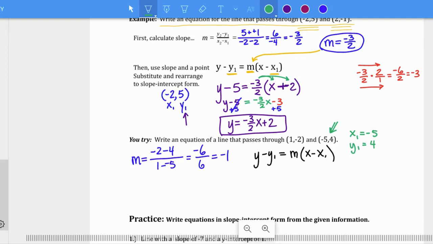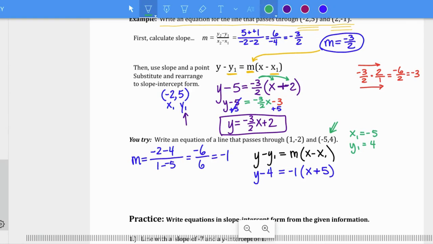So I'm going to substitute in the m, the x1, and the y1. Let's go blue. So y minus my y1, which is 4, equals, my slope came out at -1, and x minus, I'm going to subtract, my x is -5. When I subtract a -5, this is going to turn into a +5. Right, simplify it to one sign.